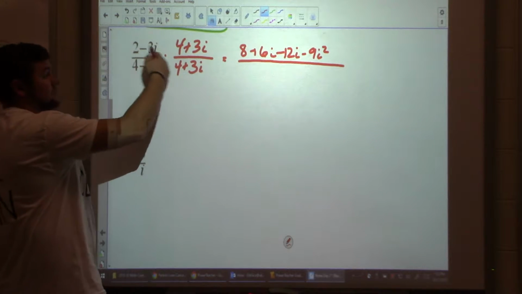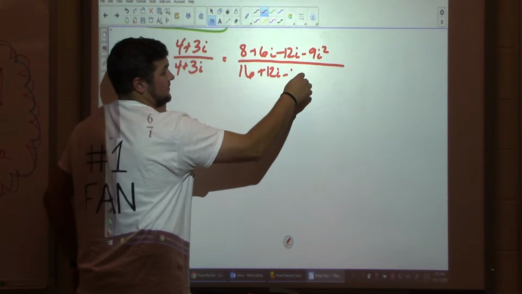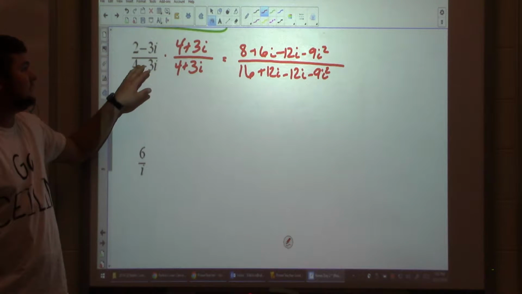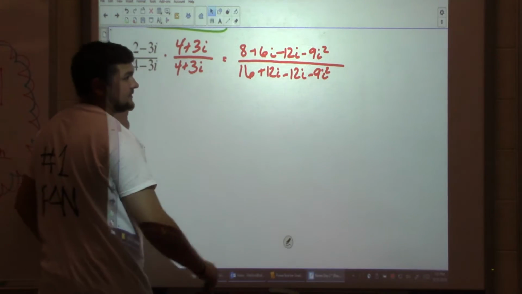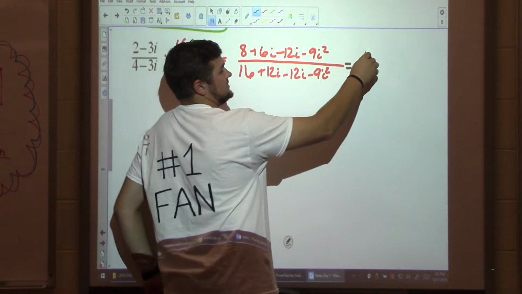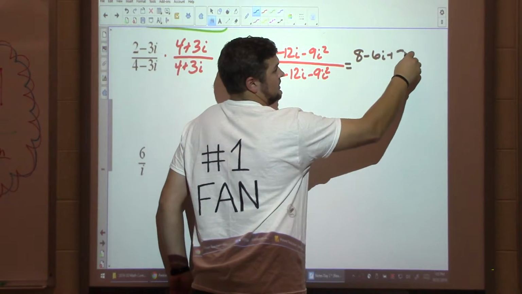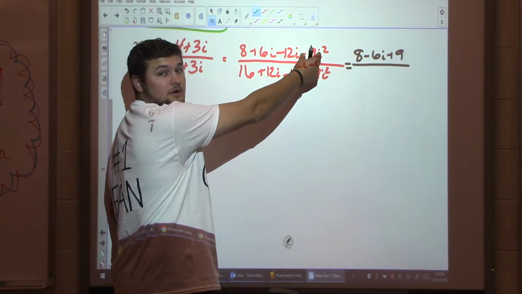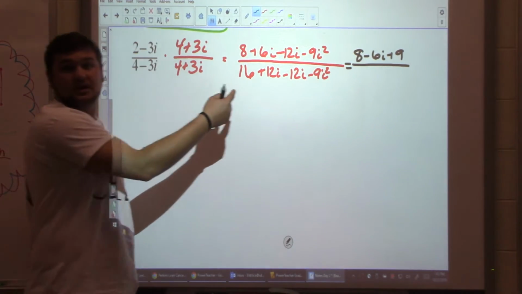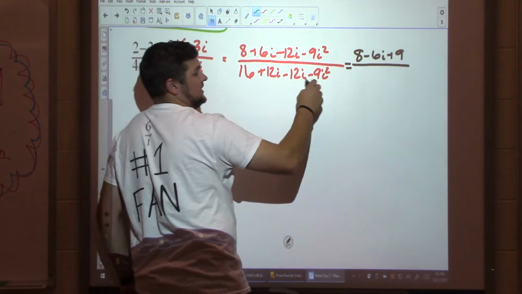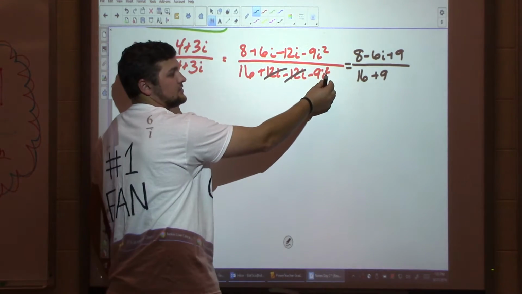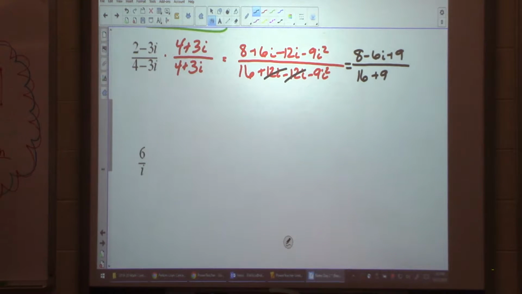Okay? 4 times 4 is 16, plus 12i, minus 12i, minus 9i squared. FOIL the top, FOIL the bottom. So now let's simplify. The top, combine my like terms, 8 minus 6i plus 9. Is everyone okay if I just turn that into plus 9? Right, i squared turns into negative 1, and then negative 9 times negative 1 would be positive 9. Is that okay with everybody? Okay. 16, my 12i's cancel, 12i minus 12i, plus 9 as well, right? i squared turns into negative 1, times negative 9 is positive 9. Does that make sense so far? I didn't lose anyone yet, did I?